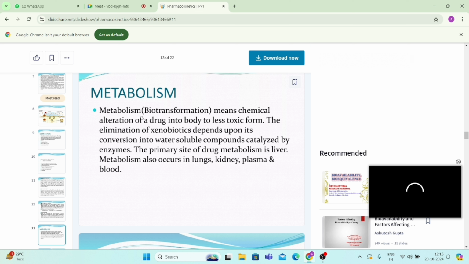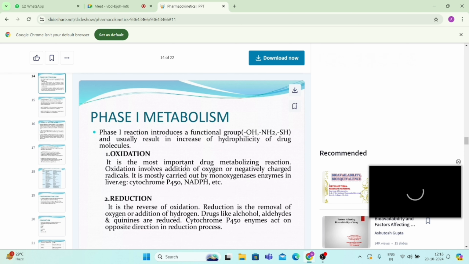And this will be done with the help of only enzymes in the body, not other digestive juices or something else. Enzymes are mainly responsible for the metabolism process, and there are different sites where the drug will undergo metabolism. So what are the different sites? Lungs, kidney, plasma and blood. These are the different sites of metabolism.